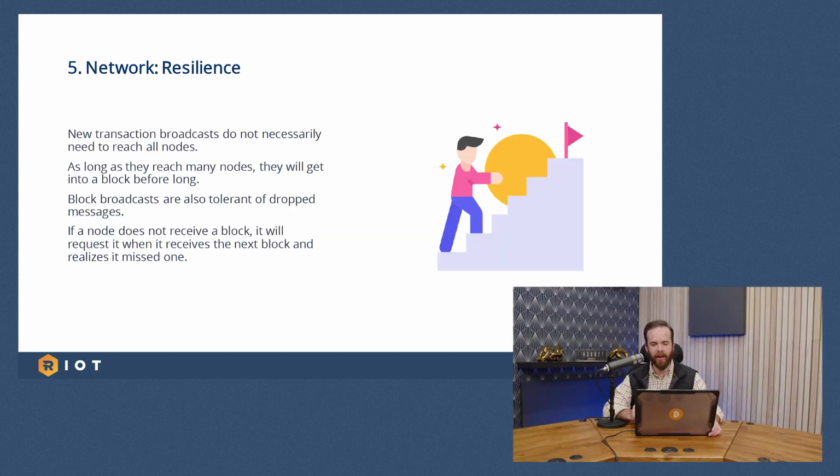New transaction broadcasts do not necessarily need to reach all nodes. So this is a functionality in Bitcoin called transaction relay, meaning that maybe your transaction gets into the mempool of some of the mining pools. Now, the terminology gets murky here because a mining pool is different than a mempool. A mempool is aggregating transactions. A mining pool is aggregating hash rate, but they intersect because the mining pool is using its node's mempool to bring in the next batch of transactions into a block.